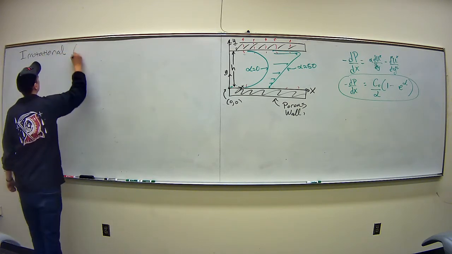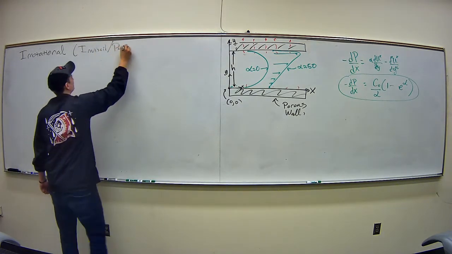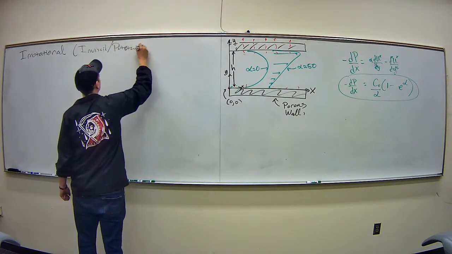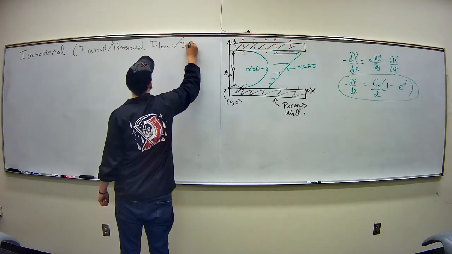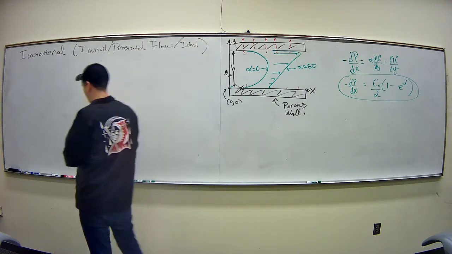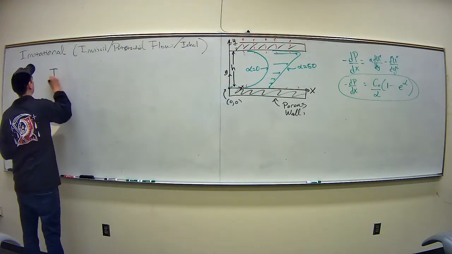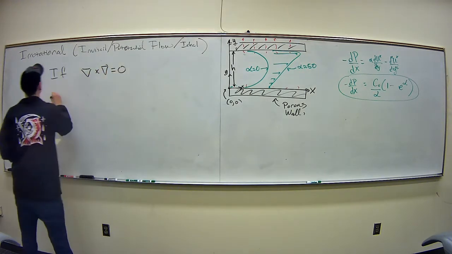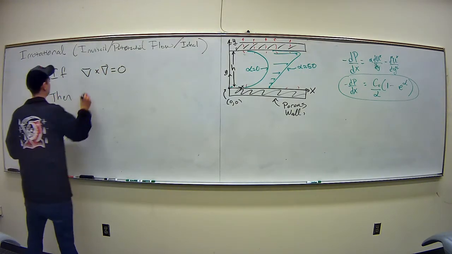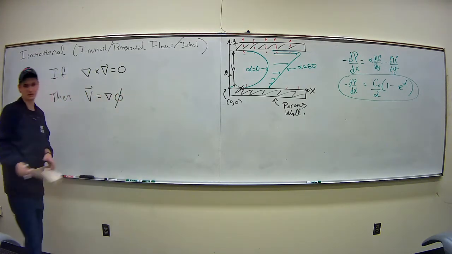Right? So irrotational flows are sometimes called an inviscid flow, a potential flow, ideal flow, almost interchangeable words, but they're all talking about the same thing. And that is this one conclusion, where if this is satisfied, then you can say that the velocity is equal to the gradient of a potential function.